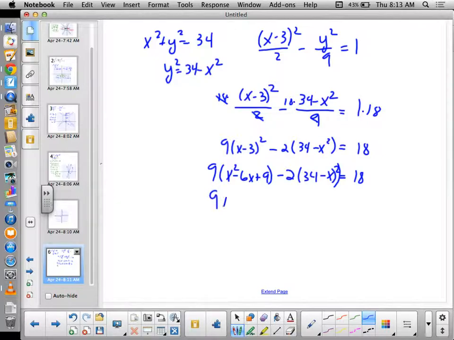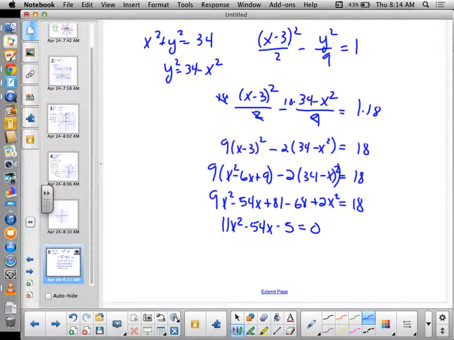Distributing, I get 9x squared minus 54x plus 81 minus 68 plus 2x squared equals 18. Combining terms, that gives me 11x squared minus 54x plus 81 minus 68 is 13. Minus 18 is minus 5 equals 0. I think that's right.